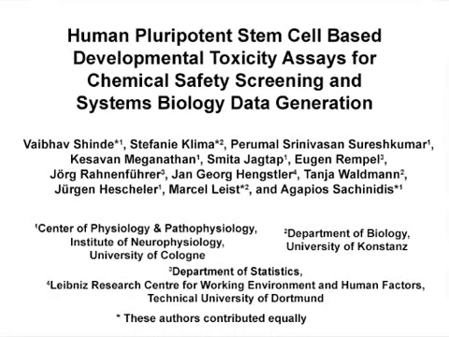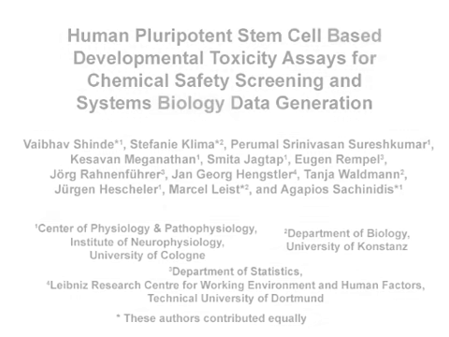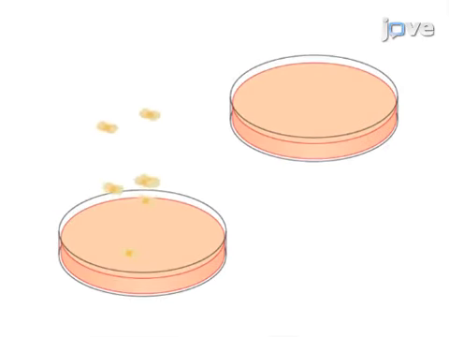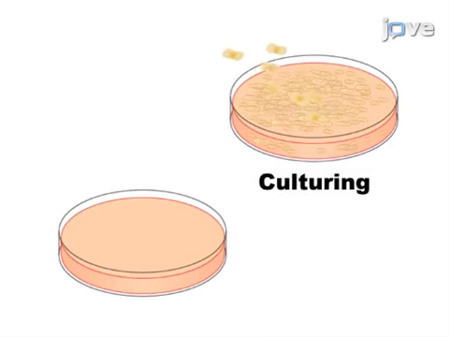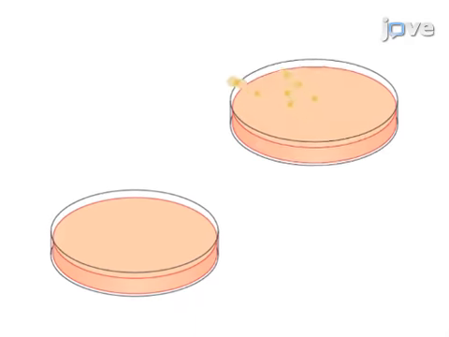The overall goal of this procedure is to describe two in vitro developmental toxicity test systems based on human embryonic stem cells and transcriptome studies. This is accomplished by first culturing human embryonic stem cells on mouse embryonic fibroblasts.